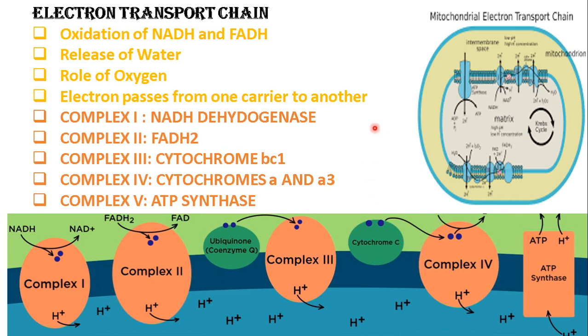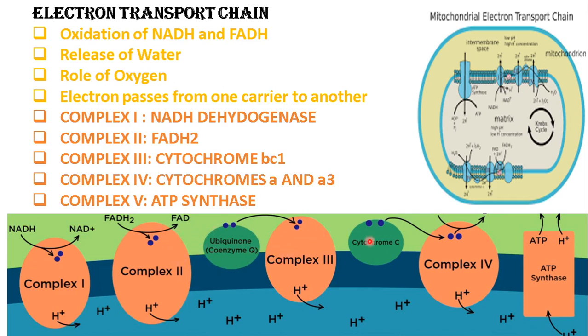So what is complex 1? Complex 1 is mainly made up of NADH dehydrogenase. That can break down the electron and proton from NADH. Then complex 2 is made up of FADH2, so electron from FADH2 will be accepted by complex 2. Complex 3 is made up of cytochrome BC1. These two, 2 and 3, are connected by one more, which is known as ubiquinone. Ubiquinone is a mobile carrier, so it will carry electron from 2 to 3.